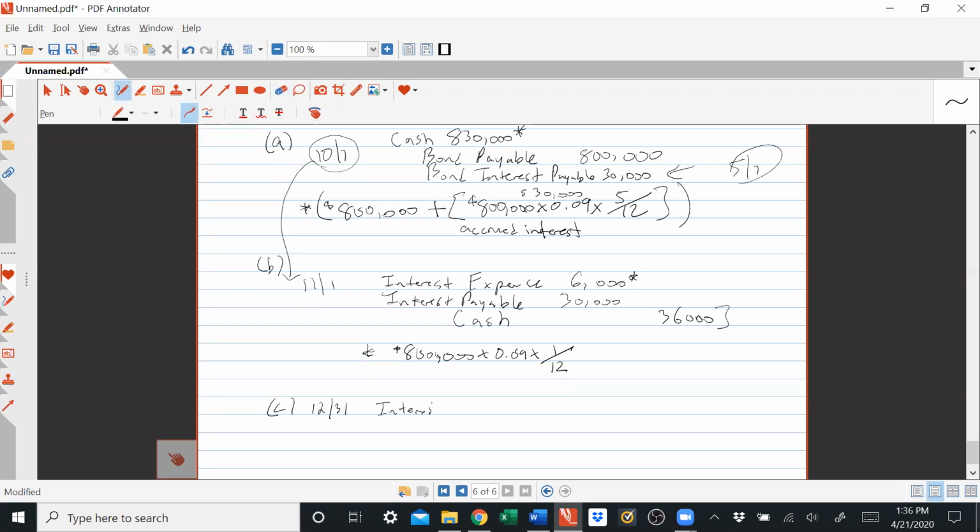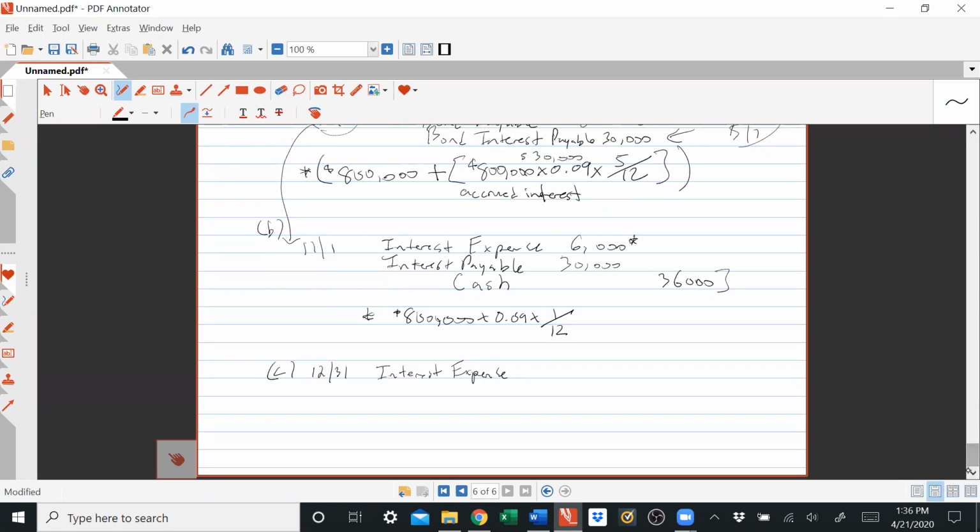When will we pay this interest? We're going to pay it on May 1st of the next year. But as of December 31st, if we're making a journal entry related to this bond, which we need to update the accounting records, we have to recognize 2 months of interest expense. So we need to take 800,000 times 0.09 times 2/12, and that will give us $12,000.